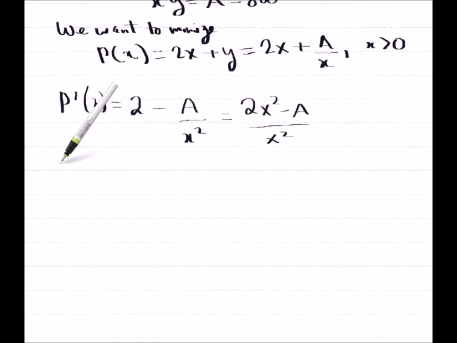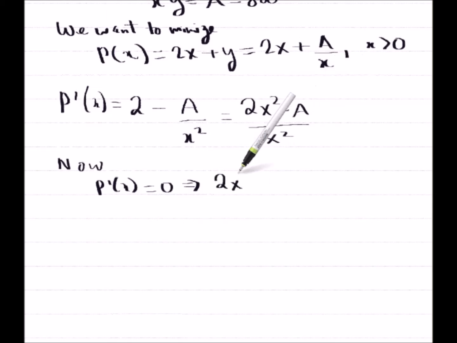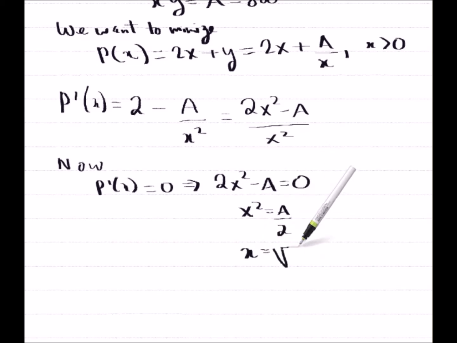And now I want to solve p prime of x equals 0. That's going to occur when the numerator here is equal to 0. So that means when 2x squared minus a equals 0. So that's when x squared is a over 2. There are two possible values for x, but remember that I'm just interested in positive values of x. So x is going to be the positive square root of a over 2.